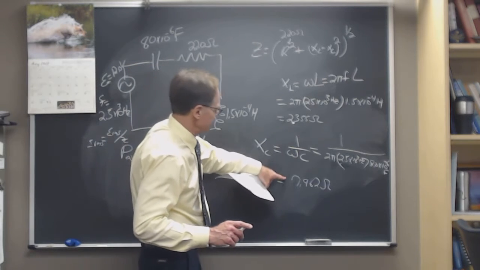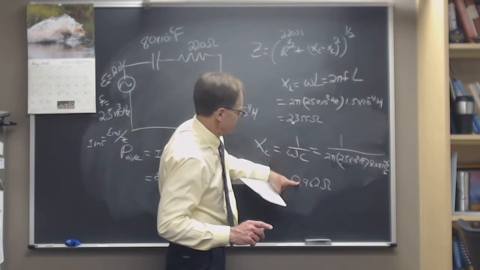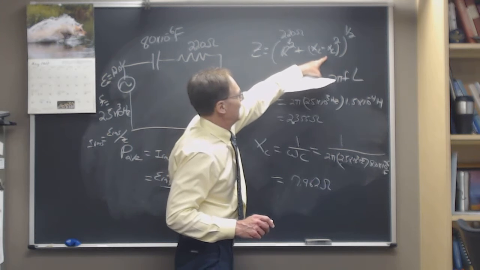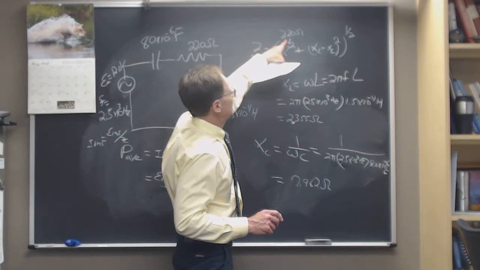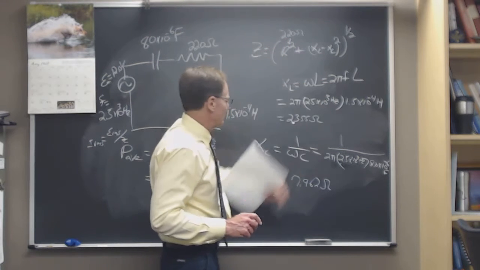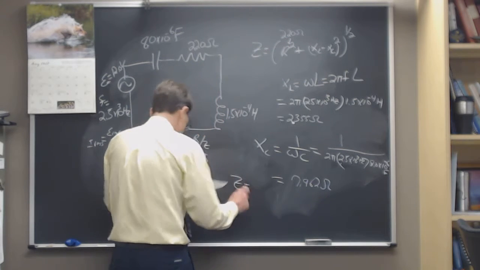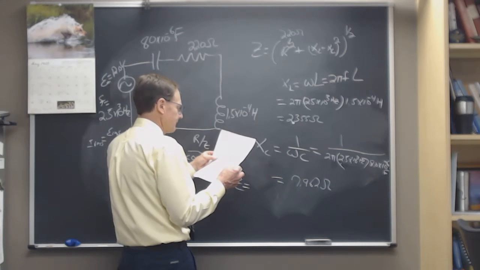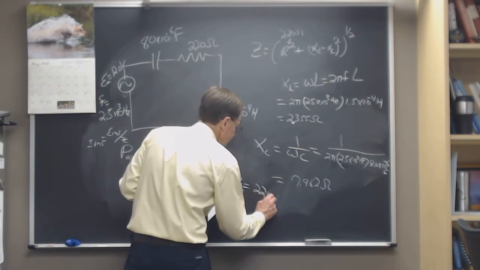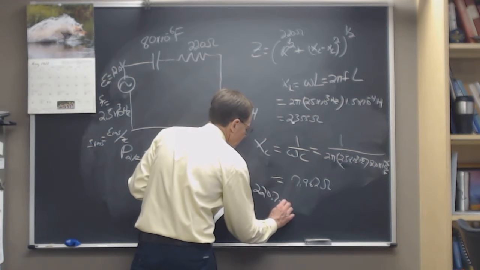Let's stick this in. We stick X sub L in up here and stick X sub C in, take the difference of them, square that difference, add it to the square of the resistance, square root the whole thing, and I got an impedance when I did that. If I can read my handwriting, and you know I can, it's 220.7 ohms is what I got.